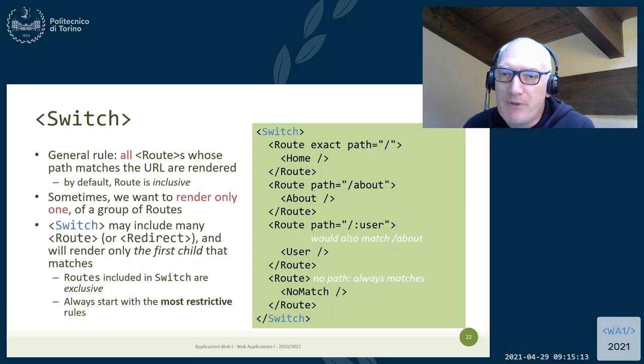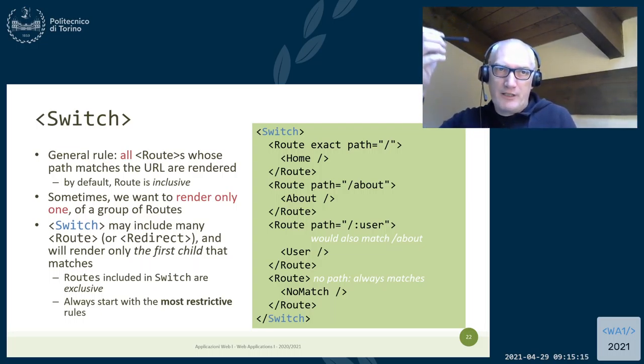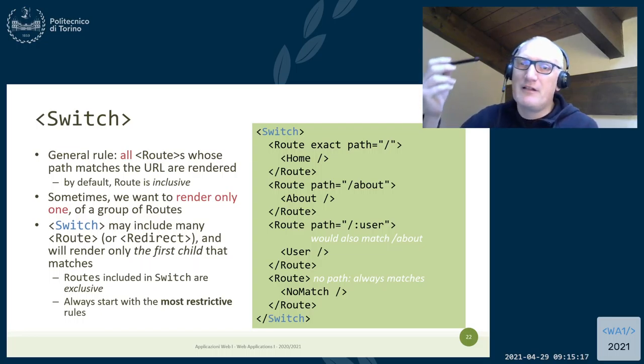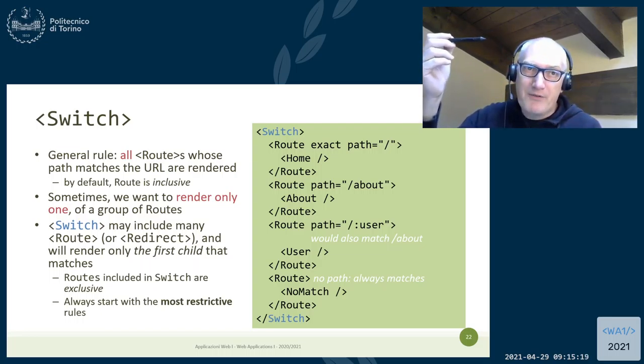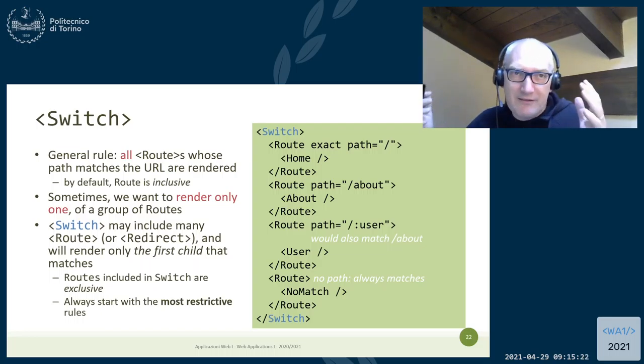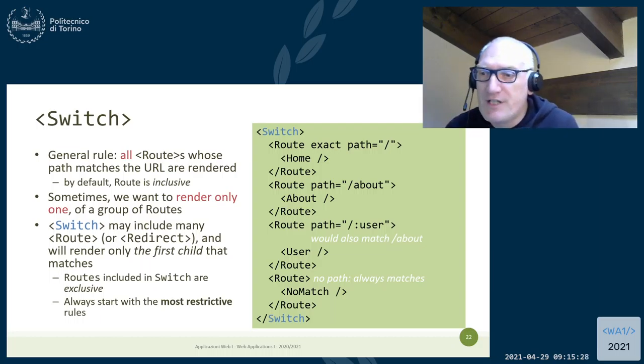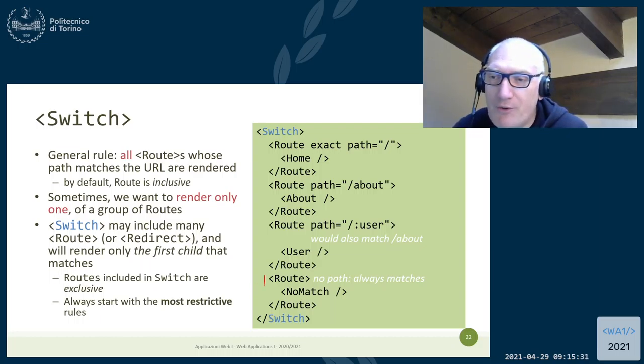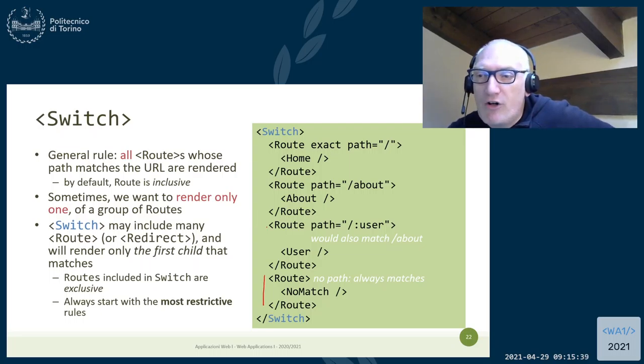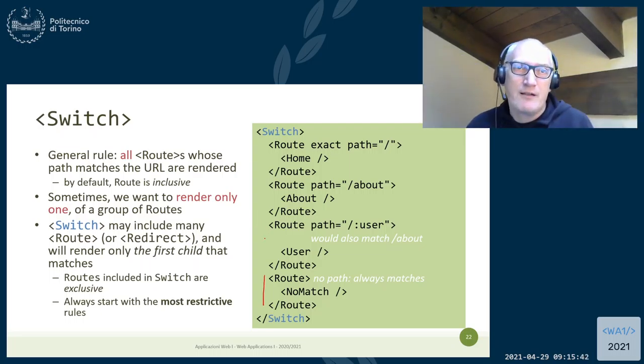And it's important, since we are going in order, that the stricter routes are at the top and the wider routes are at the end of the Switch. So that, for example, we may have one catch-all route at the end. So in any case, render this. There's no path, so there's no selection, there's no filtering. But this one will be matched only if all the previous ones were not matched. Okay.